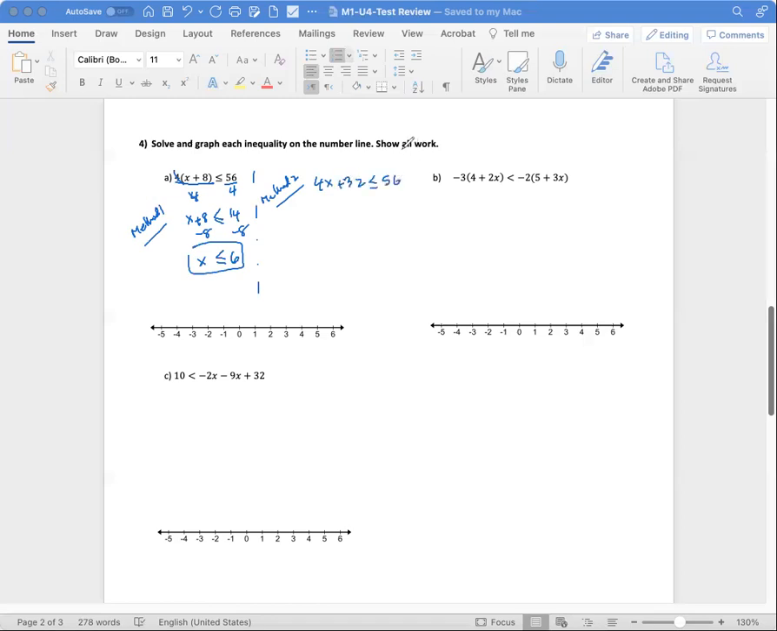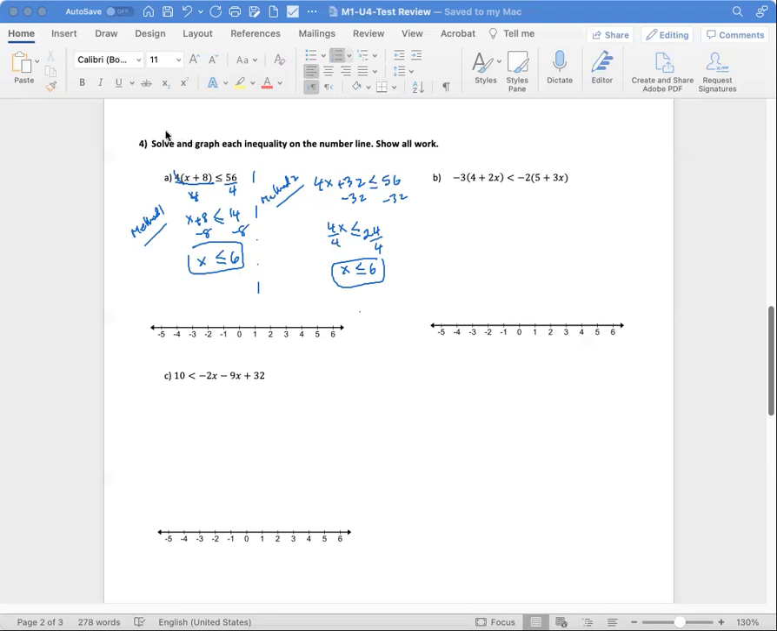Is this okay? Yes, of course it is. You could have distributed the 4 in, and this is what you would have gotten. 4x plus 32 is less than or equal to 56. Subtract 32, you get 4x is less than or equal to 24, and then divide both sides by 4, you get x is less than or equal to 6. So either way, you should get the same answer. Your methods may be different, right? But at the end, the answer is the same.